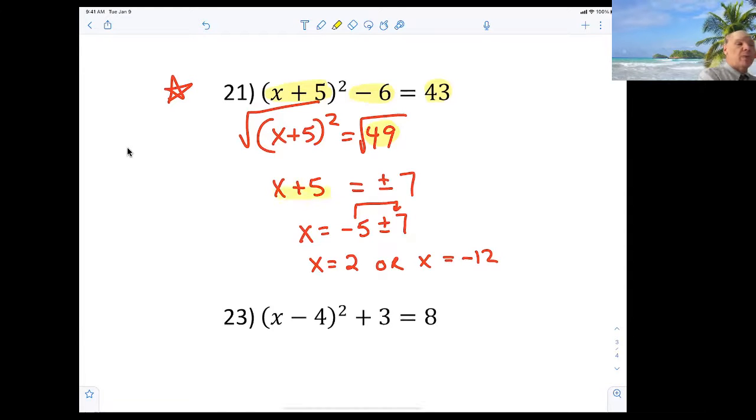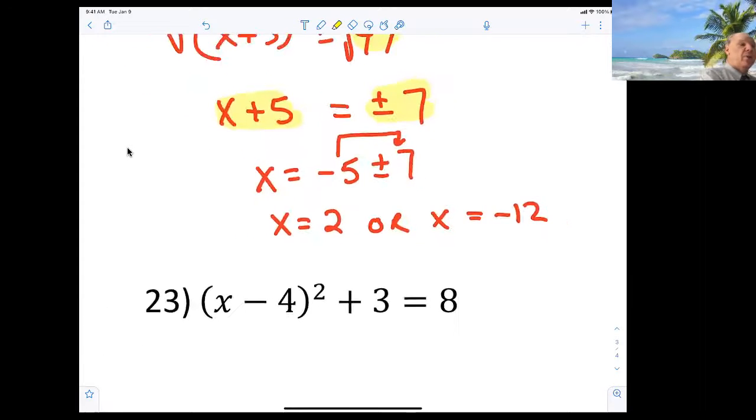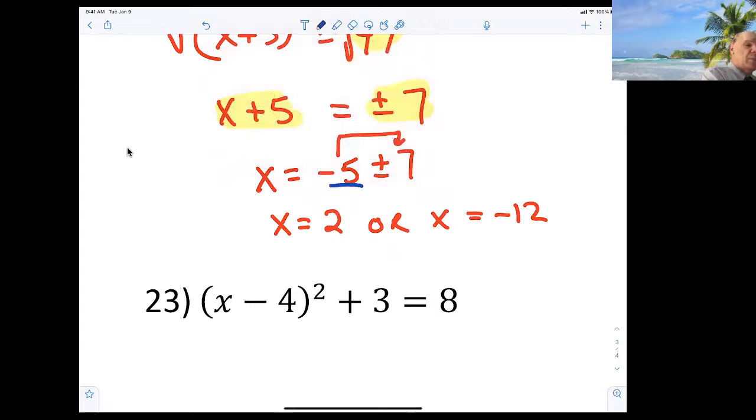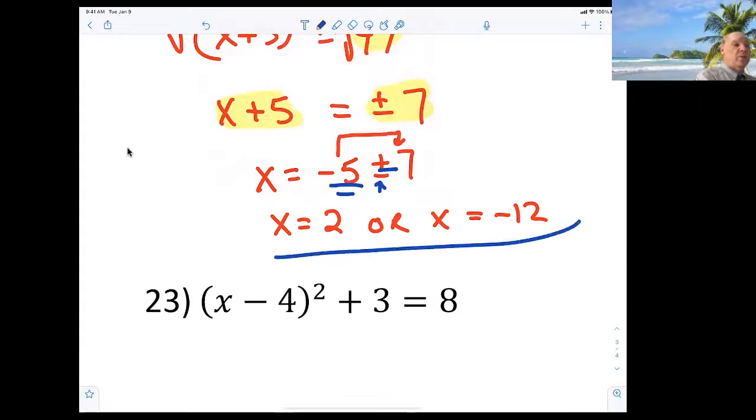All right, so x plus 5 is equal to plus or minus 7. Then I subtract 5. Now you hopefully understand what I'm saying when I'm telling you -5 plus 7, and then -5 what? Minus 7. Those are my two solutions.